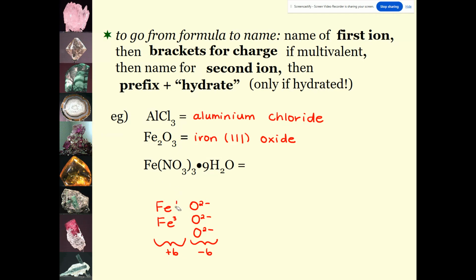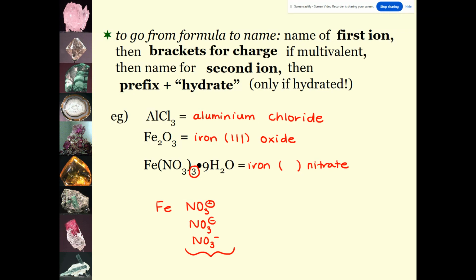The next one is another iron, but this time in the compound, there's just 1 iron. So I again need to figure out what charge it has because iron is multivalent. It is bonded to NO3. NO3 is called nitrate. And there are 3 nitrates. Each nitrate has 3 oxygens, but the overall charge of each nitrate is -1. Okay, so in total, I have -1, -2, -3.